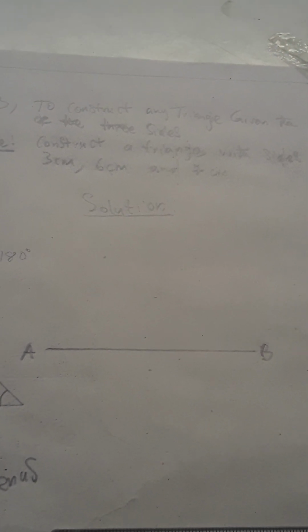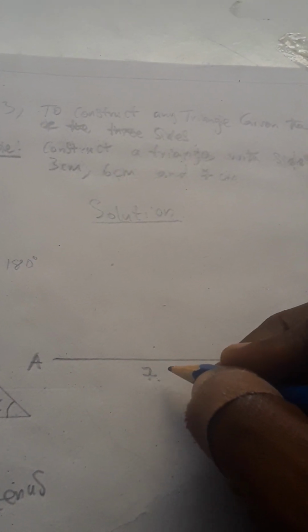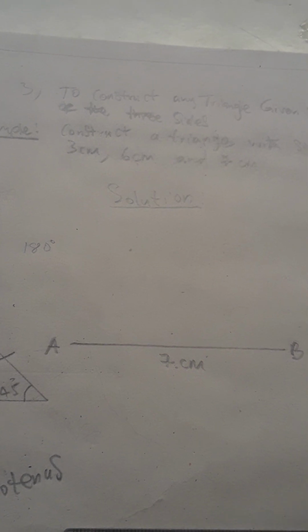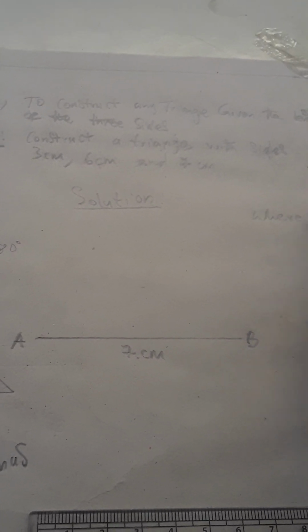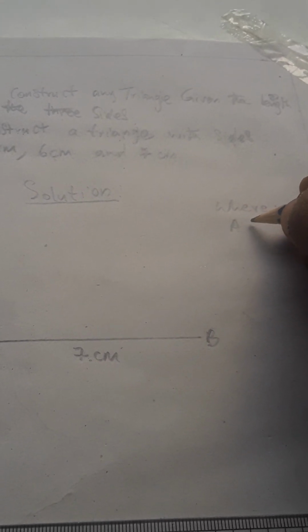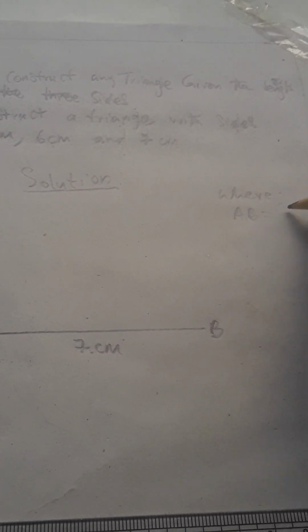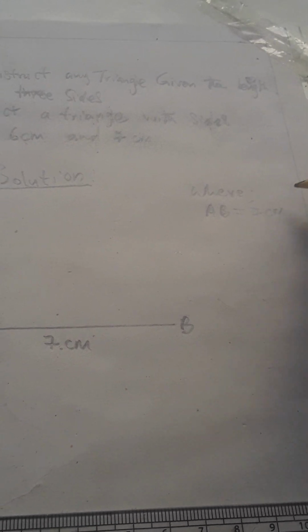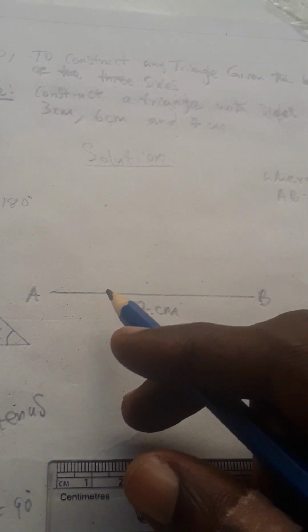Now, you have indicated here as 7 cm. This is your 7 cm. Side AB is 7 cm. Now, having done this, we have drawn the line AB, 7 centimeter.